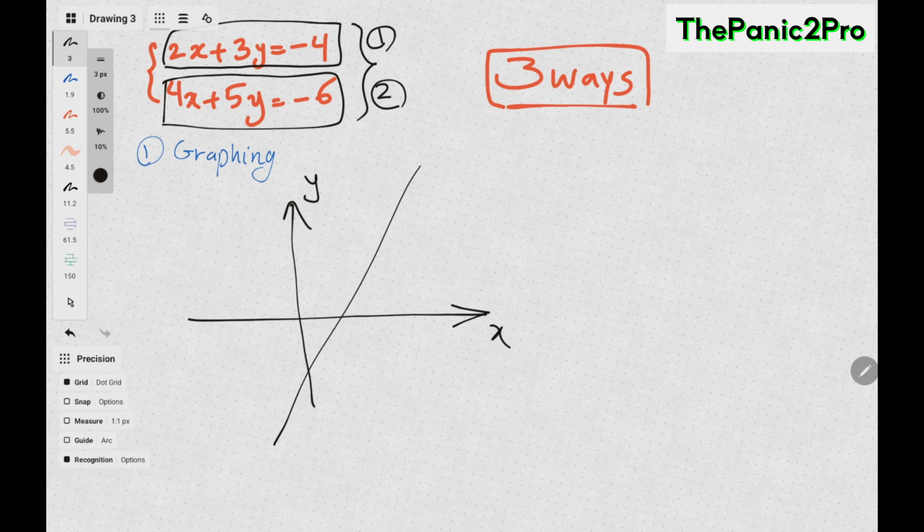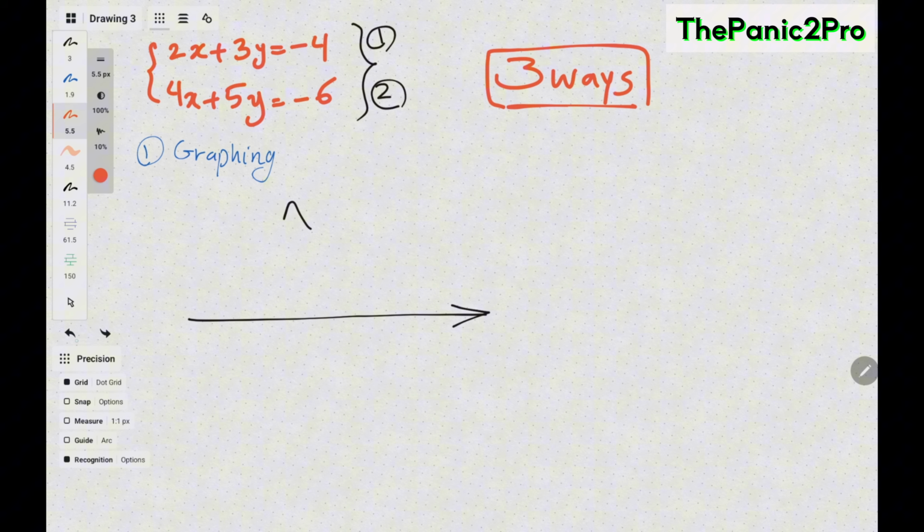This is line number one. Just assume that's line number one, and this is line number two. And then they meet at some point here, and that is going to be the solution of that system of equations. So we plot them, see where they meet or where they have a common point, and that point is the solution of that system of equations. I'm going to try graphing for this example.